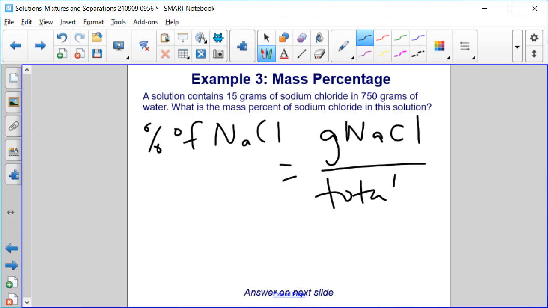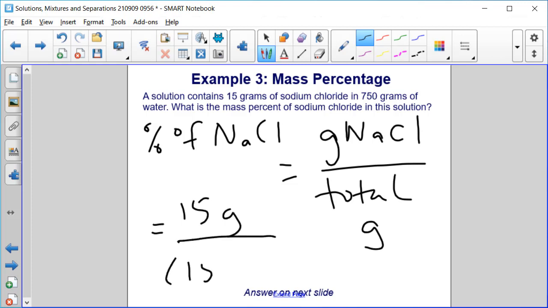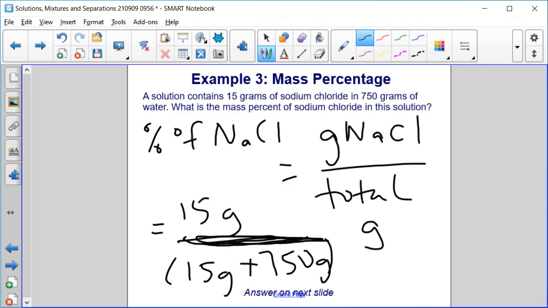total grams. Okay, so the grams of sodium chloride is 15. The total grams is 15 plus 750 grams of water. And then of course, if we want this written as a percent, we would just say times 100.